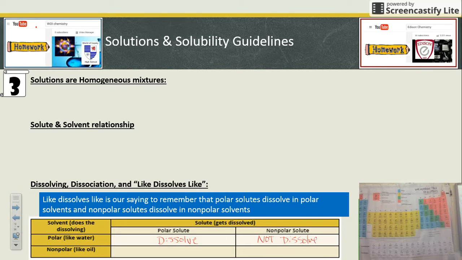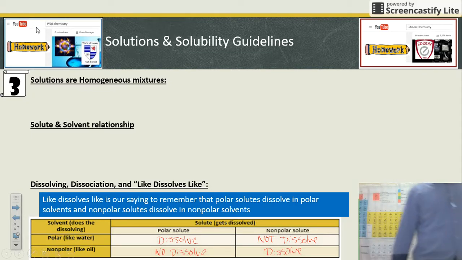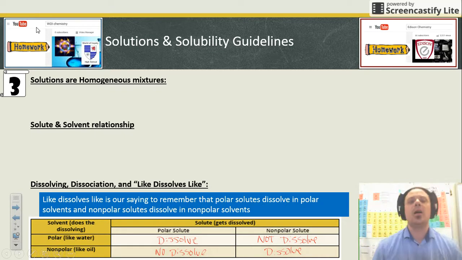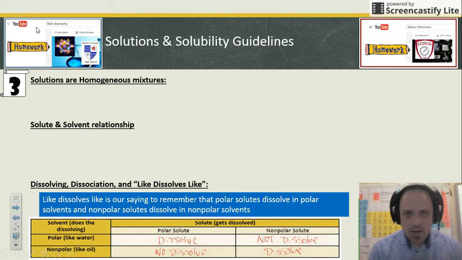Okay, so the two types of polarity have to match. Nonpolar and polar, no dissolving because they don't match. And then polar-polar and nonpolar-nonpolar will dissolve. Like dissolves like means that if their polarities are alike, then they will mix. If their polarities are different, they will not mix. And that's what this chart is supposed to tell us.